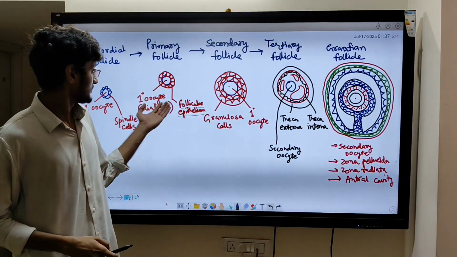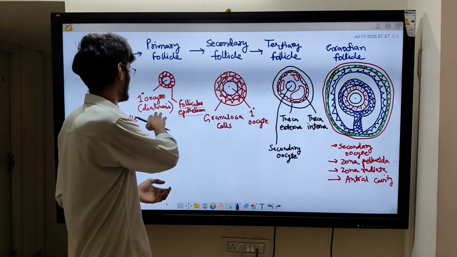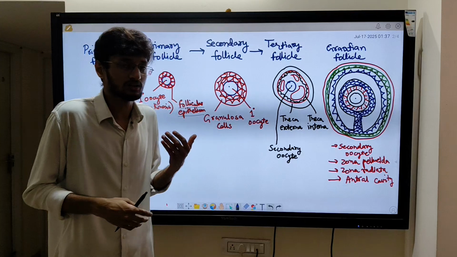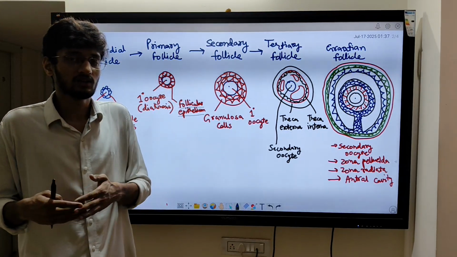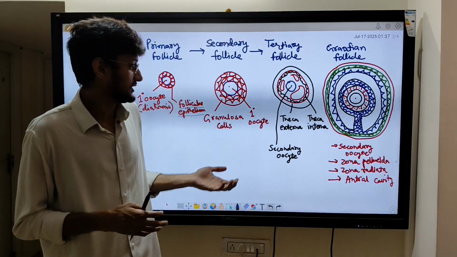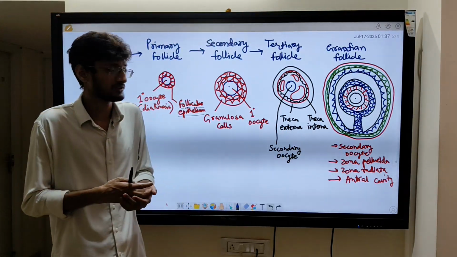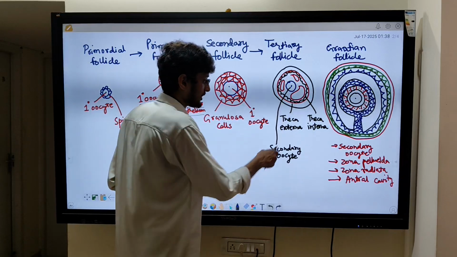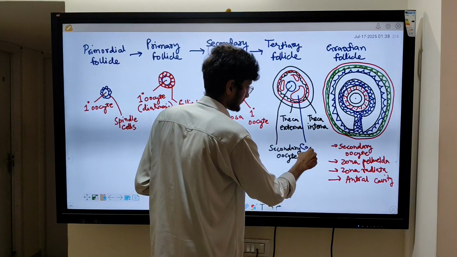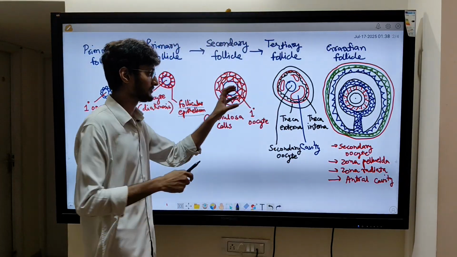Now what happens in the tertiary follicle? The primary oocyte has completed meiosis 1 to form a secondary oocyte and a polar body, right? The secondary oocyte is there, and it will be stuck at metaphase of meiosis 2. In the tertiary follicle, we can see there are multiple cavities. These are known as antral cavities, and they are present in patches, right?